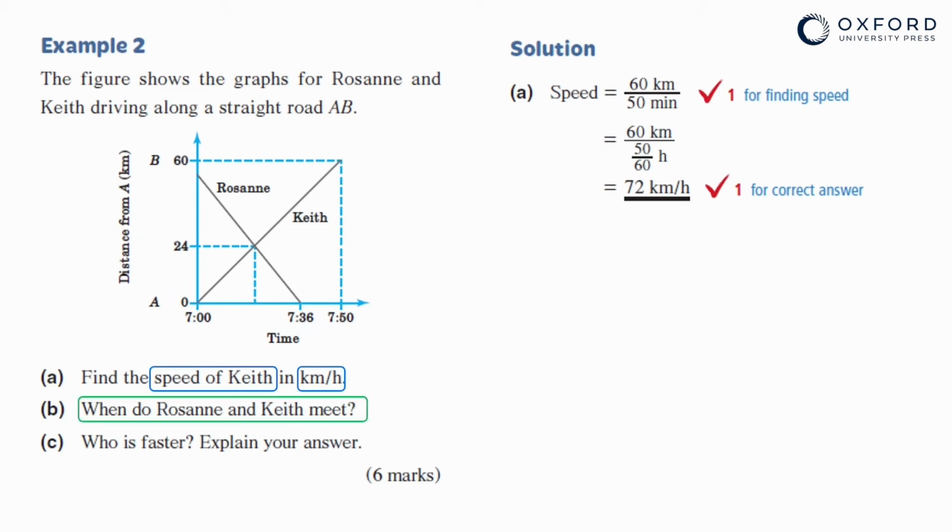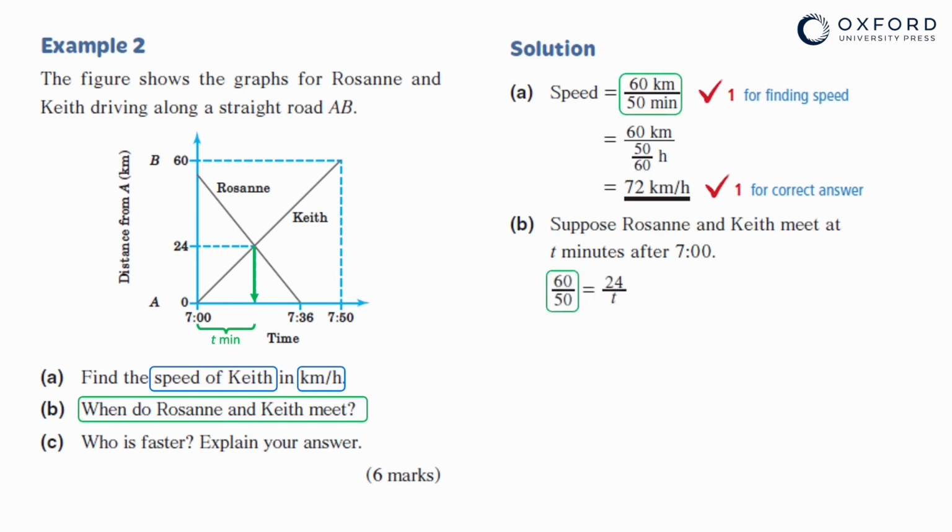In part B, we have to find when Roseanne and Keith meet, which is the time represented by the intersection point. Suppose Roseanne and Keith meet at t minutes after 7 o'clock. By using the formula, speed equals distance over time. The speed of Keith we found in part A is 60 over 50, which equals 24 over t. 24 km is the distance away from point A, and t minutes are the corresponding time used to drive from point A. 1 mark will be given for the correct equation.